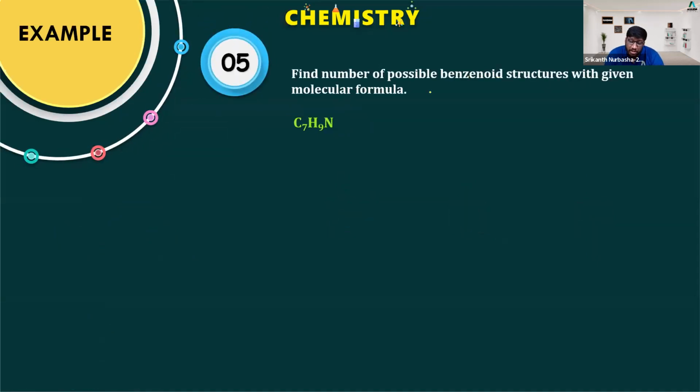Find the number of possible benzenoid structures with the given molecular formula C7H9N. Try to find out, all of you. With this given molecular formula C7H9N, how many benzenoid structures are possible? Anyone? Kanishka has given the answer. Very good.